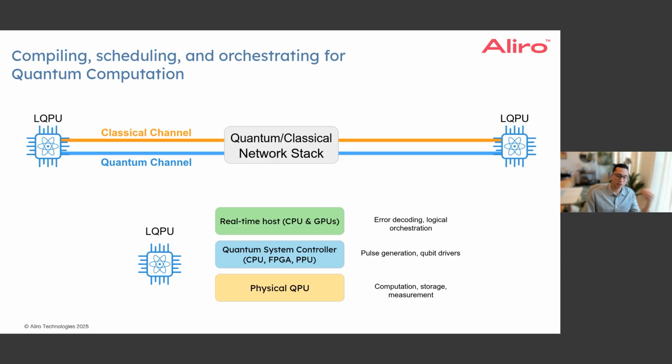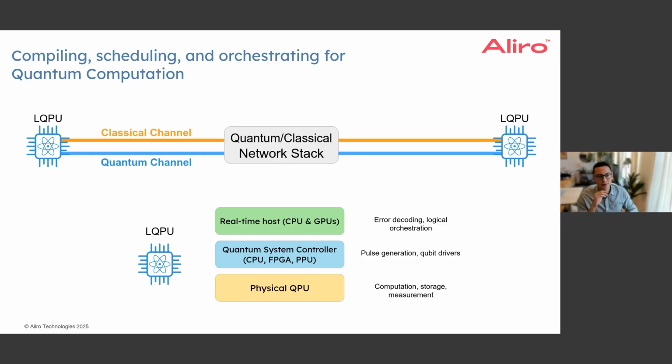So we need a real-time host. This is a CPU and perhaps some GPUs that can be very fast at carrying out some of the critical steps in error correction. So for decoding the syndrome data that we're getting from our ancilla qubits, for conducting some logical orchestration of the single QPU itself. So how to orchestrate these physical qubits and logical qubits and the error correction versus computation dance and orchestrating all of that. That can be carried out by this real-time host.